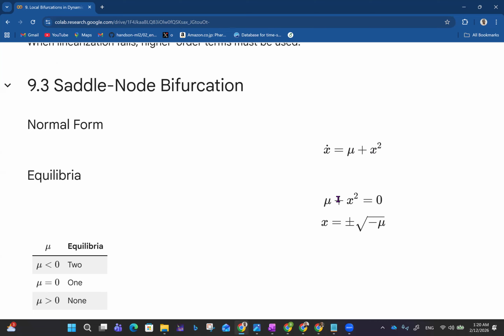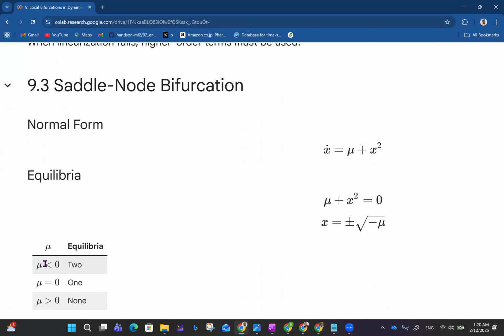So you transfer mu to the other side. You have x squared equals minus mu. So x itself is plus or minus the square root of minus mu. Of course, you have an equilibrium that is actually complex. So here we say, okay, well, maybe.